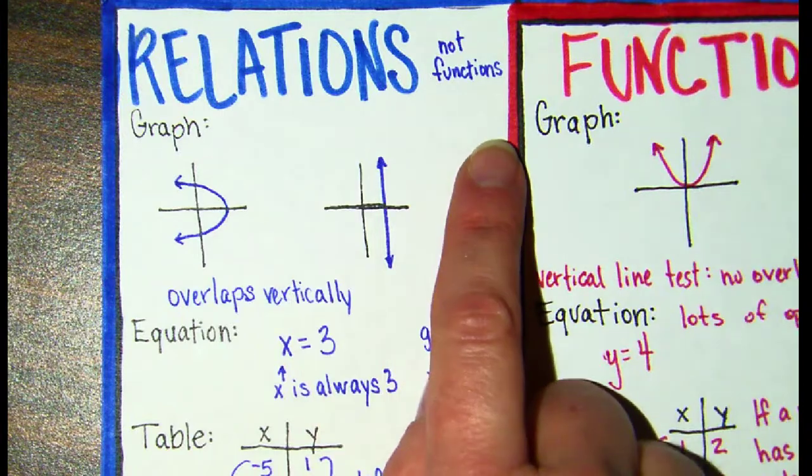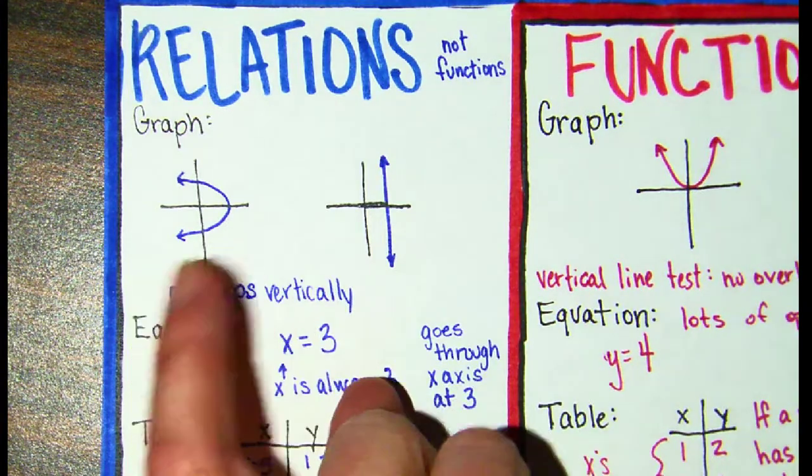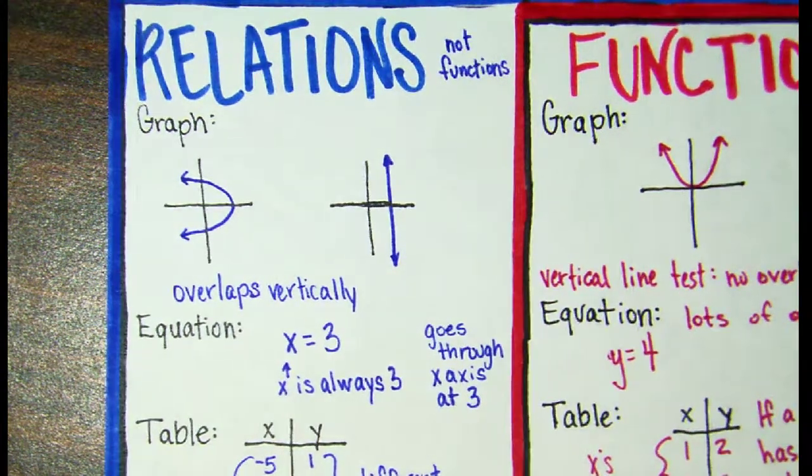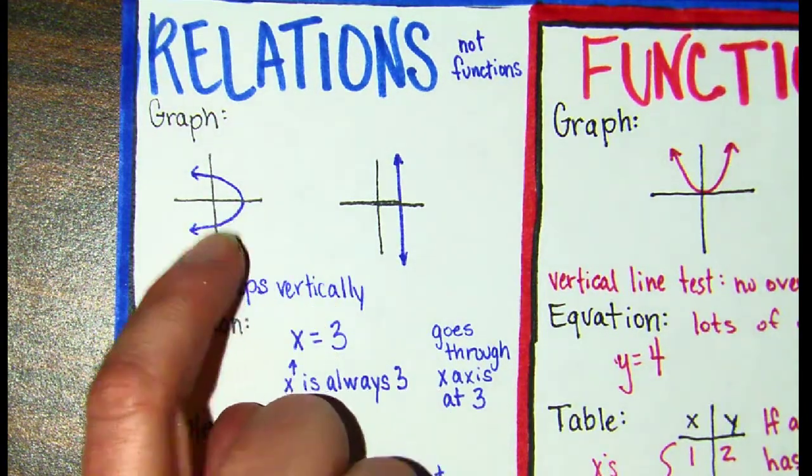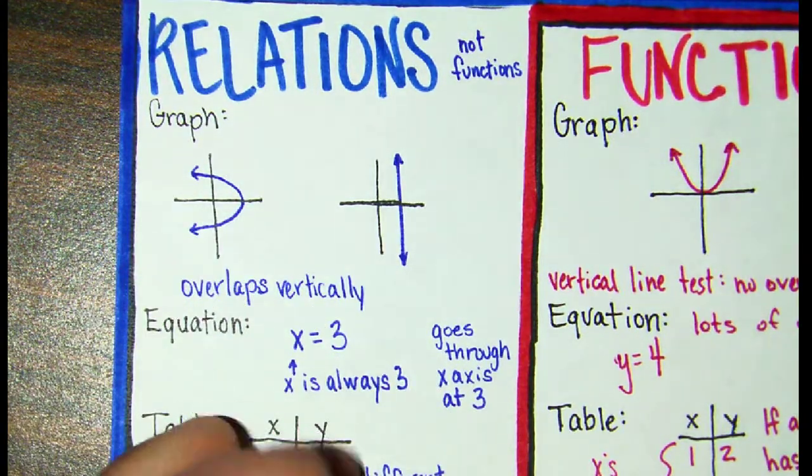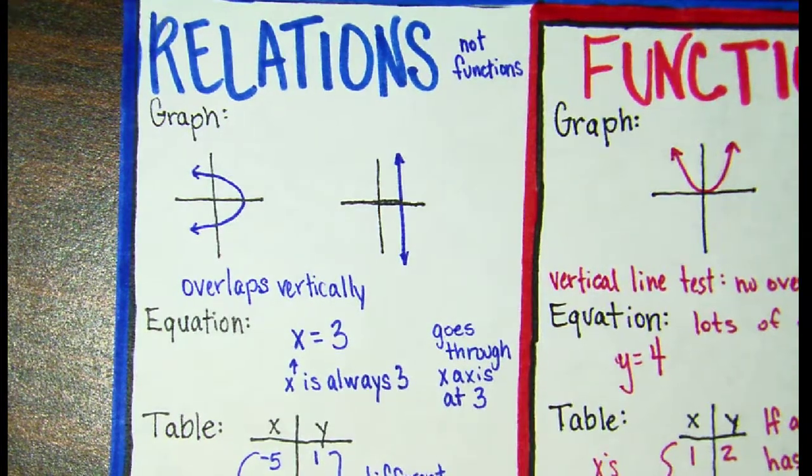So relations are not functions, and on a lot of this we cannot put all the possibilities here. I've just given some examples of some possibilities, or I've also chosen to put examples of the ones that I see students missing the most frequently.